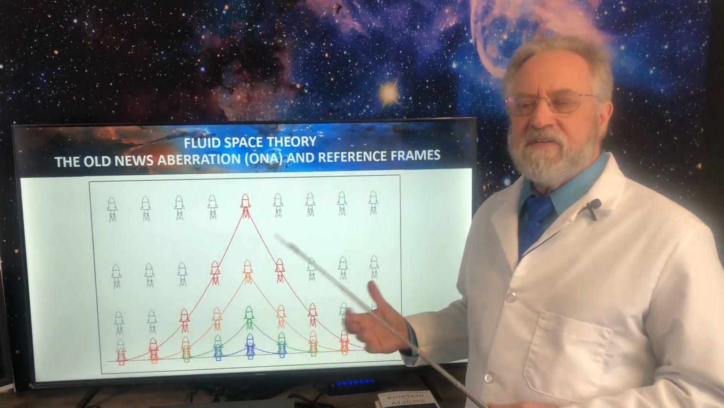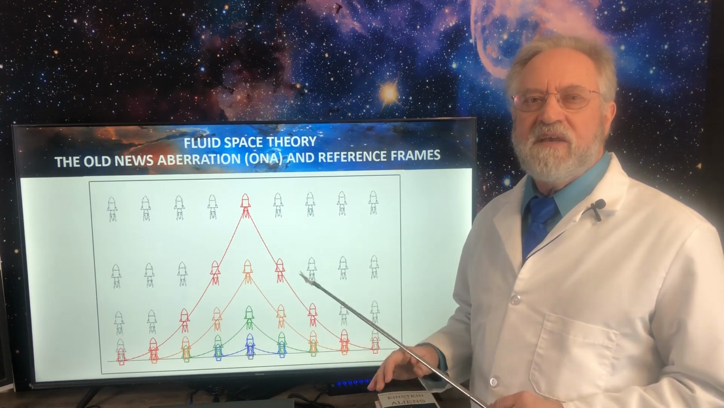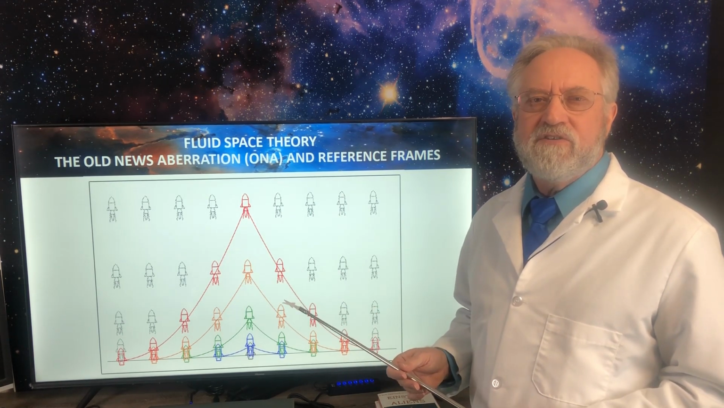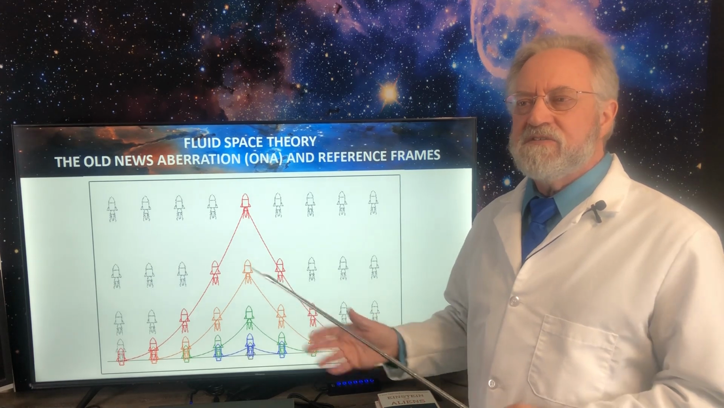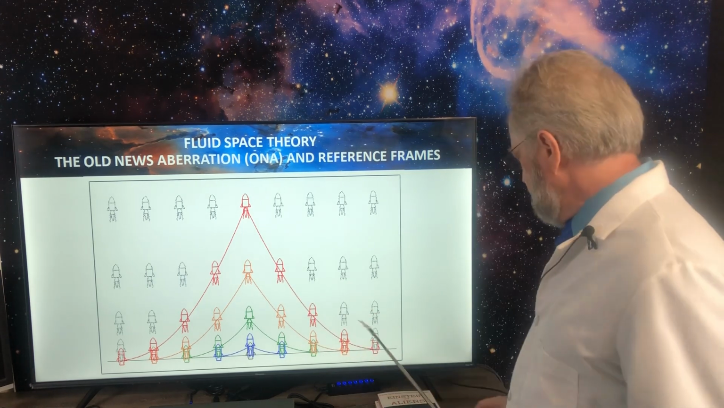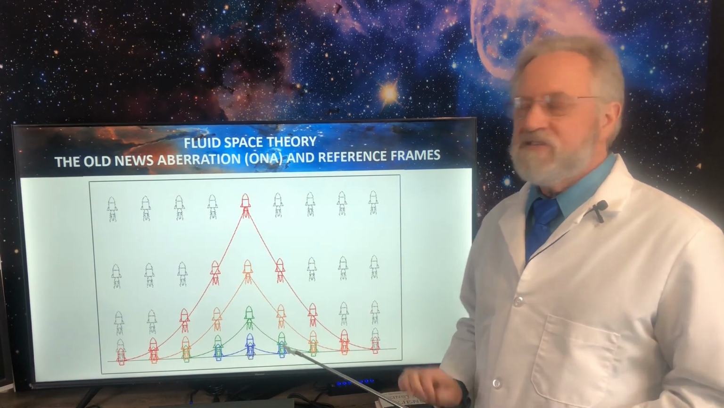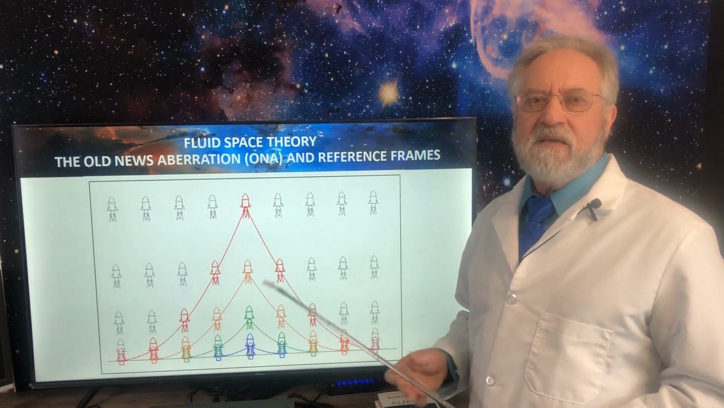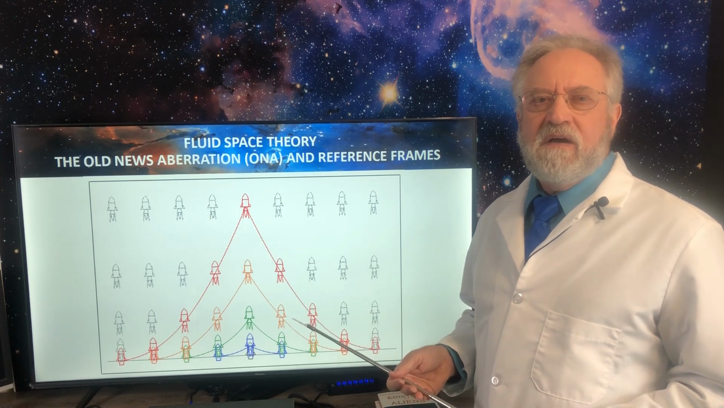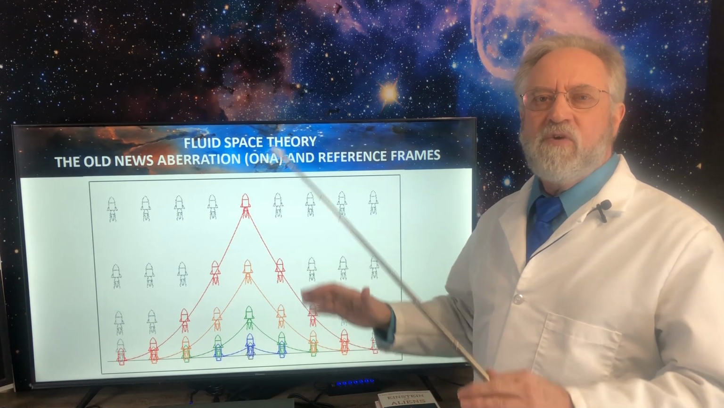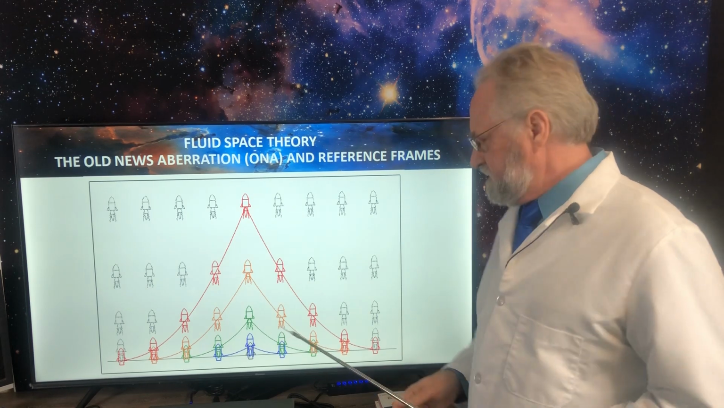So you have to track the objects and use math to correct for the old news aberration, because it's going to show you something that's not actually happening. And if you don't understand this, you may make some faulty conclusions. You may conclude that the space-time of your accelerated reference frame is actually warping when it's not.